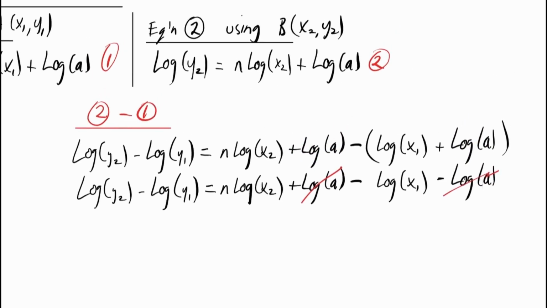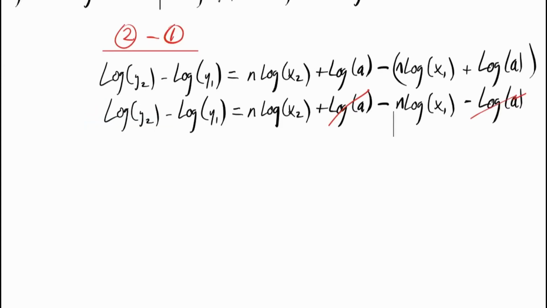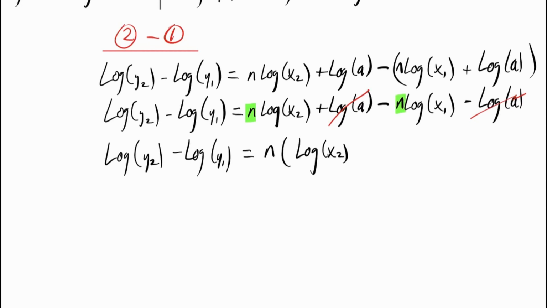And I realized I made one small little mistake. I forgot the n here and the n there. There we go. Okay, so the next step, what I'm going to do is on the right-hand side of the equation, n is common to the 2 remaining terms. So we get log y2 minus log y1 is equal to n bracket log x2 minus log x1.